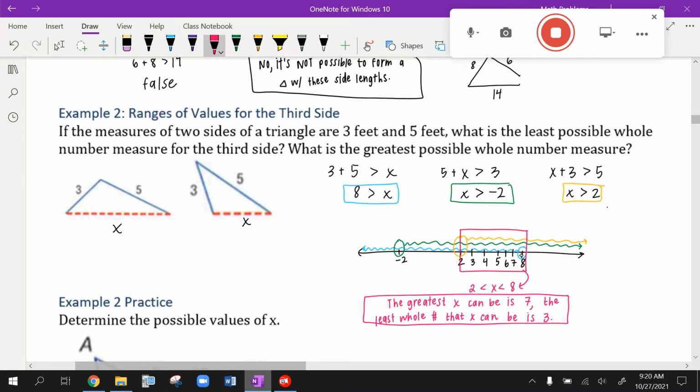So the whole number that's less than 8 is 7. And the whole number that is a little bit bigger than 2 is 3. So the greatest number that x could be is 7. The least whole number that x could be is 3.